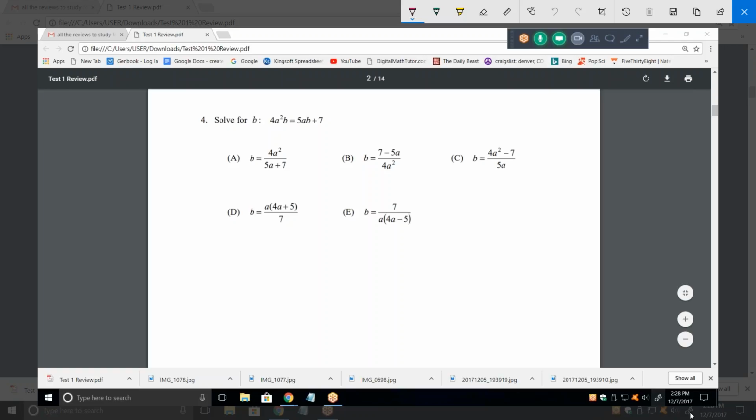Solve for B. Okay, that helps. So the first thing we have to do if we're going to solve for B, and this is pretty important, that first step. You can't even begin this problem without knowing this. What's the first thing to do to solve for B?